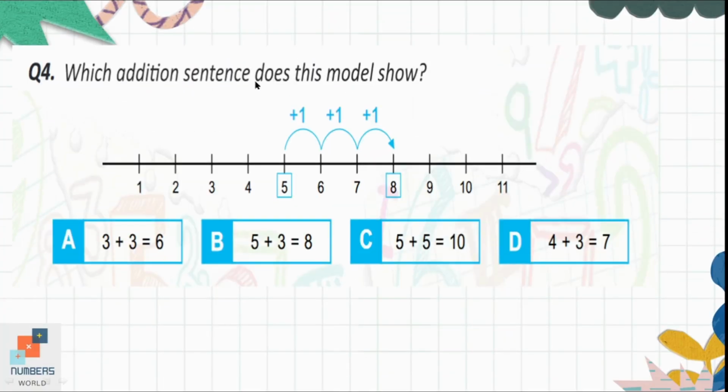Question number 4. Which addition sentence does this model show? If we look at the arrow given above the number line, it is moving towards the right side. So our starting point is 5 and then there are 3 jumps before the ending point of the arrow. So we will say 5, which is our starting number, plus 3 jumps is equal to 8. That is the ending point of the arrow. So option B is the correct one. 5 plus 3 is equal to 8.